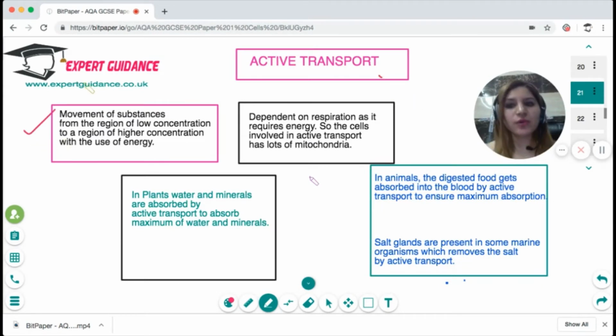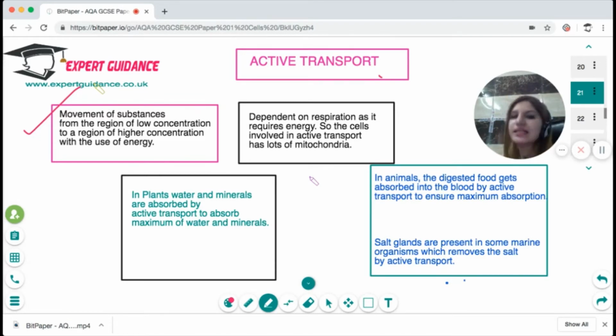Active transport, as you remember, we did uphill and downhill. So active transport is uphill. That is movement of substances from low concentration to high concentration, that is against the concentration gradient, with the use of energy. It is dependent on respiration as it requires energy. So the cells involved in active transport have lots of mitochondria.